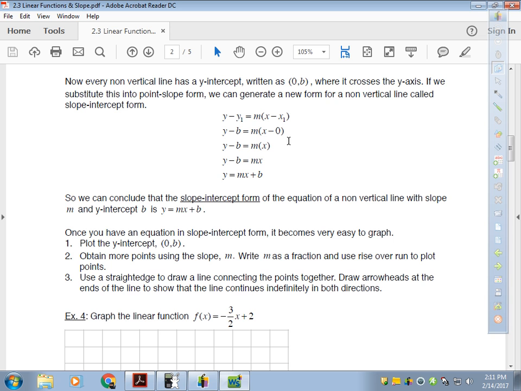And then you can move the b across, and so you end up with y equals mx plus b. And so this form is called the slope-intercept form. In it, m represents your slope, and b represents your y-intercept.